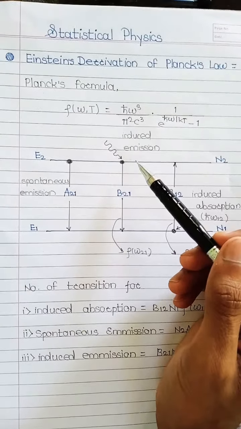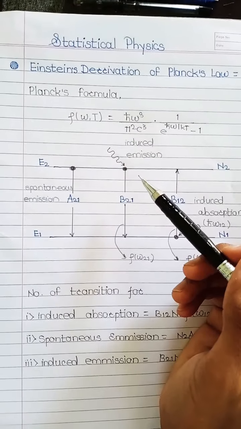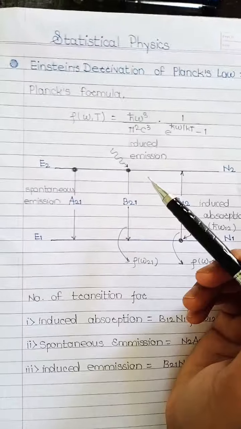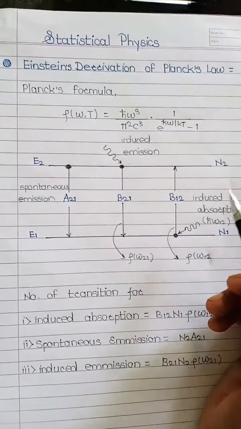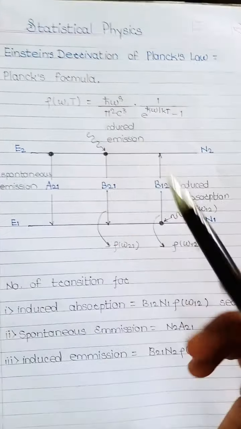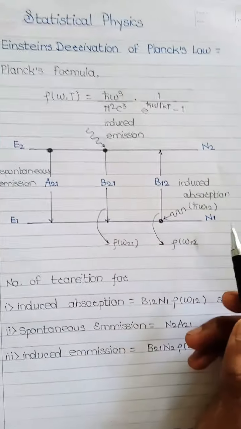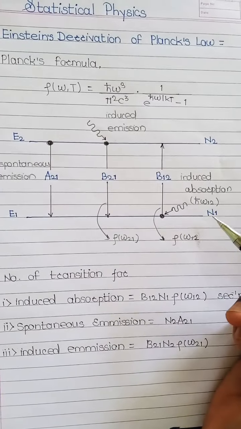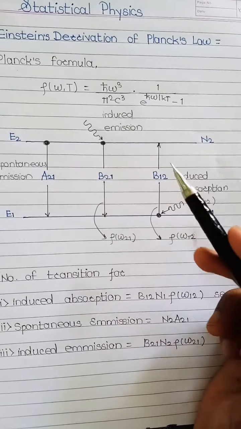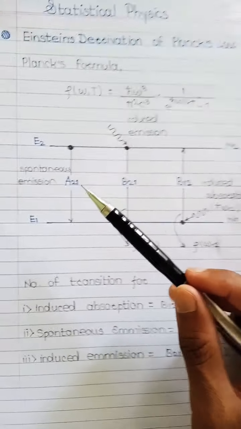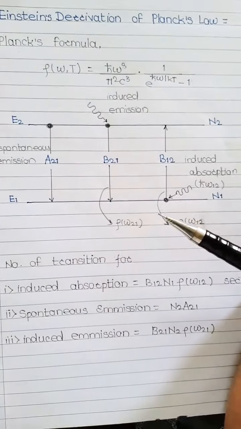He assumed a system of oscillators and radiators in equilibrium in an isothermal enclosure. Now let us consider two levels E1 and E2 having populations N1 and N2 per unit volume. Basically there are three radiative processes between the levels E1 and E2. The first one is induced absorption, the second one is induced emission, and the third one is spontaneous emission.